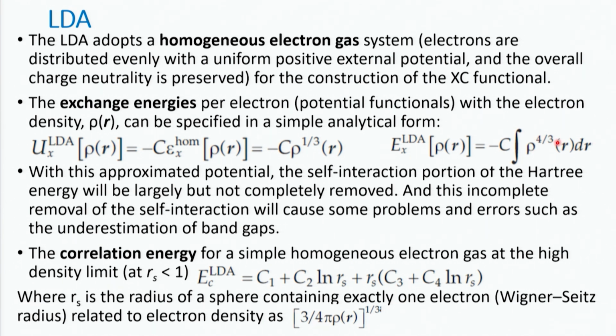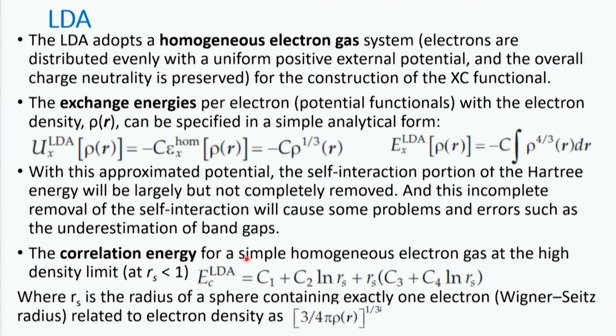Okay. So, with this approximated potential, the self-interaction portion of the Hartree energy will be largely but not completely removed, and this incomplete removal of the self-interaction will cause some problems and errors, such as the underestimation of the band gap. Okay. So, essentially it does not give the proper band gap.